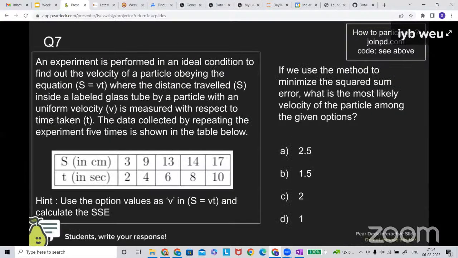So suppose now we have this question. An experiment is performed in an ideal condition to find out the velocity of a particle obeying the equation S is equal to Vt. Just a minute.